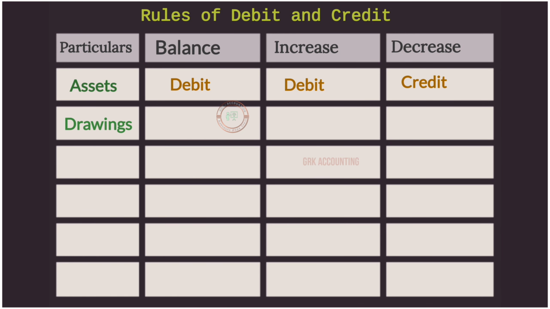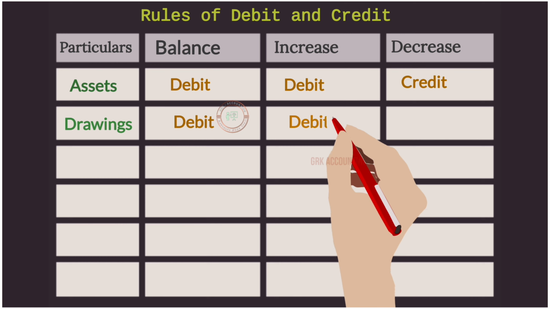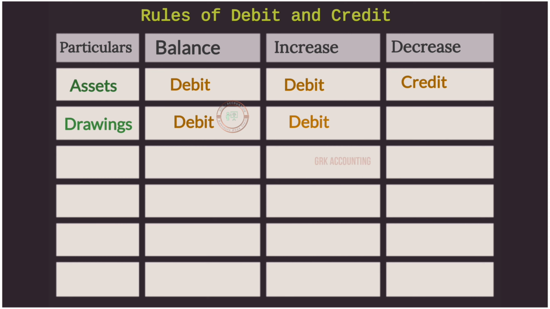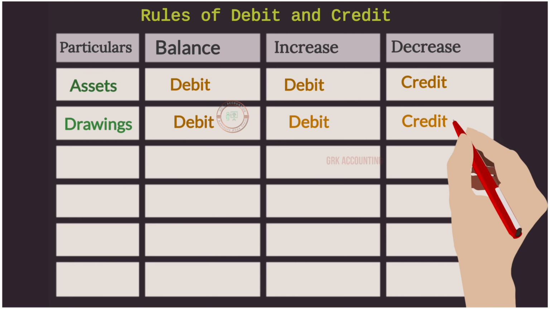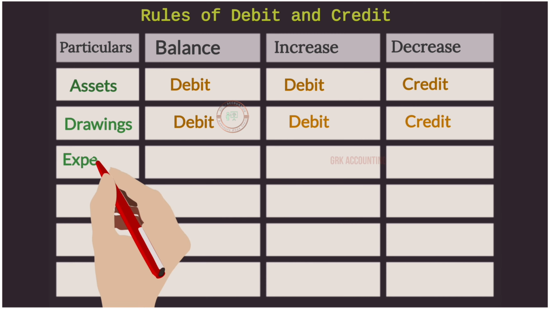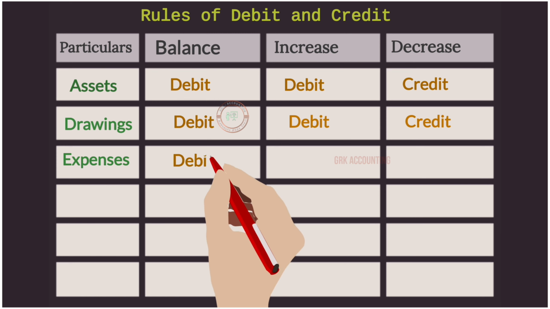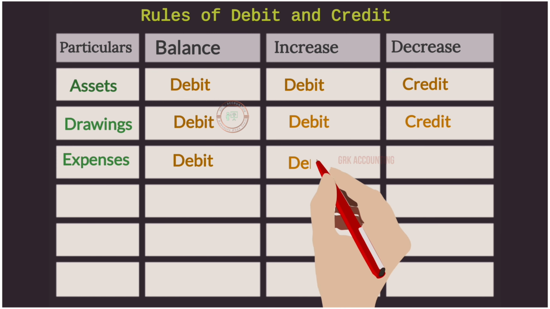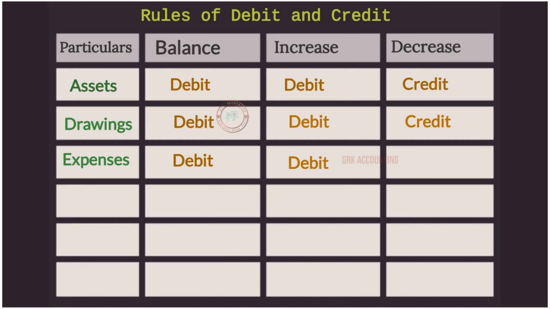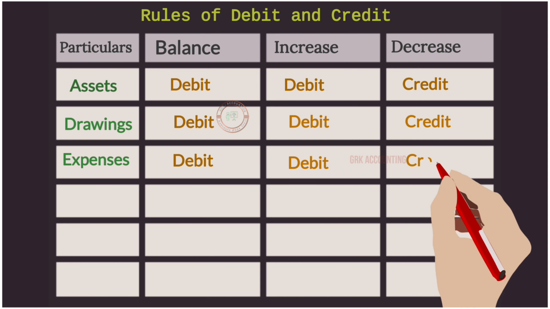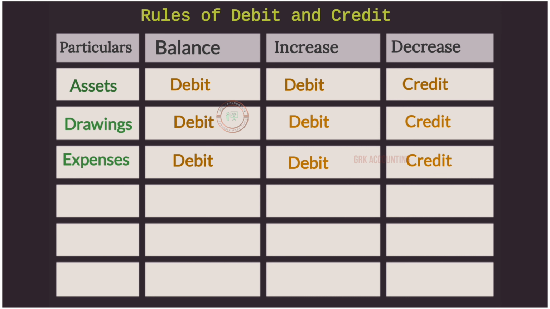Now drawings also. Drawings will always have a debit balance. If we increase our drawings, it will be debit. Like if you withdraw money from the business, it will be debit. If you don't withdraw and if you repay, it will be credit because you are repaying, right? Same goes with expenses. If we incur expenses, it will be debit. If we keep on incurring expenses, it will keep debiting. Once if you have taken some amount and if you repay it, then it will be credit.